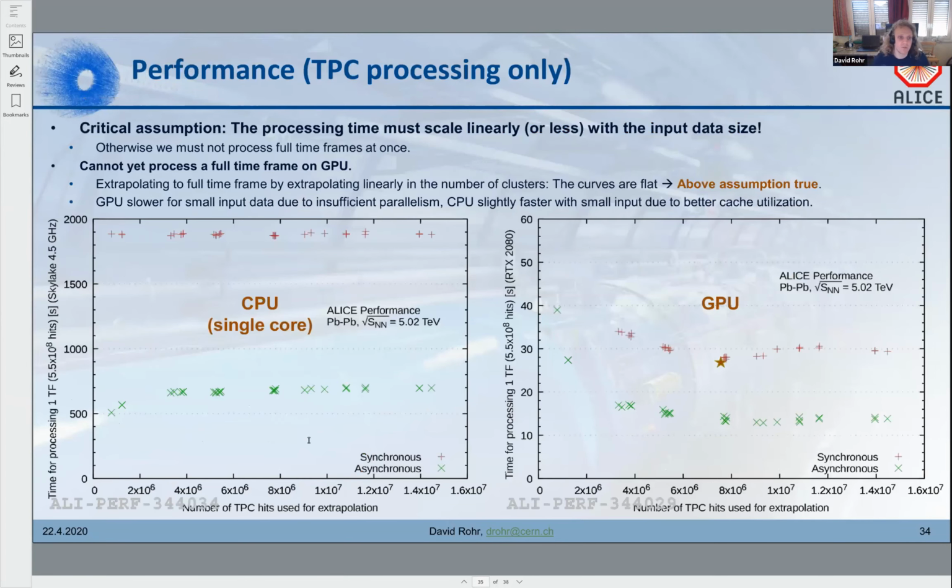Okay, the final plots will be on performance. So this is TPC processing only, but as I said, for the synchronous processing, this is the relevant thing because the other detectors are a very small contribution. So far, we don't have this memory management fully implemented.